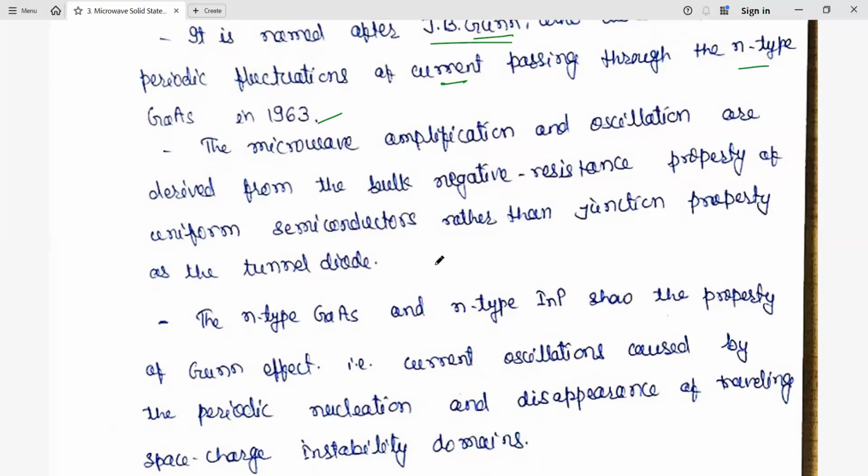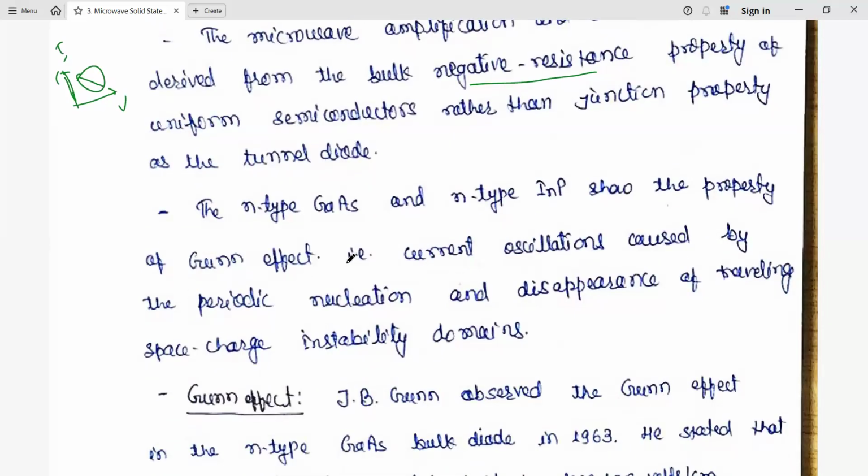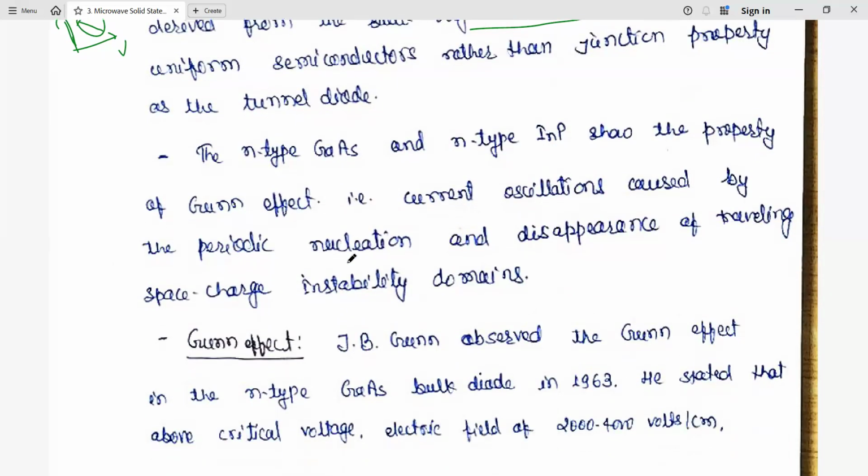He came to the conclusion that the amplification and oscillations, this fluctuation of the current, are due to negative resistance. Negative resistance means voltage increases but current decreases. Like here, voltage and current: if the waveform is like this, voltage is increasing but current is decreasing. That is called negative resistance. It is not based on junction properties; it is based on a tunneling phenomenon, and due to that we get negative resistance.